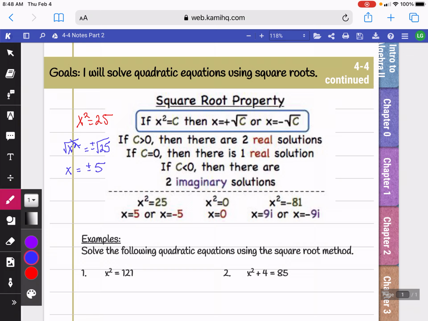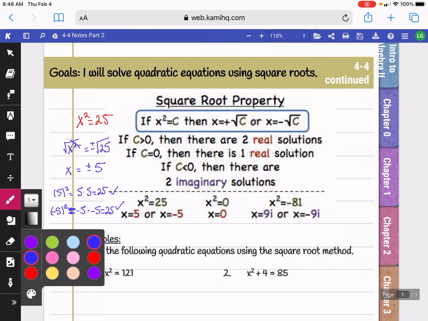Now, the reason you have two possible answers is because both positive 5 and negative 5 squared will give you 25. So for example, if we did 5 squared, 5 times 5 is 25, so that works. And if we did negative 5 squared, negative 5 times negative 5 equals 25, so that works. So you can have two possible solutions when you're solving for x squared.